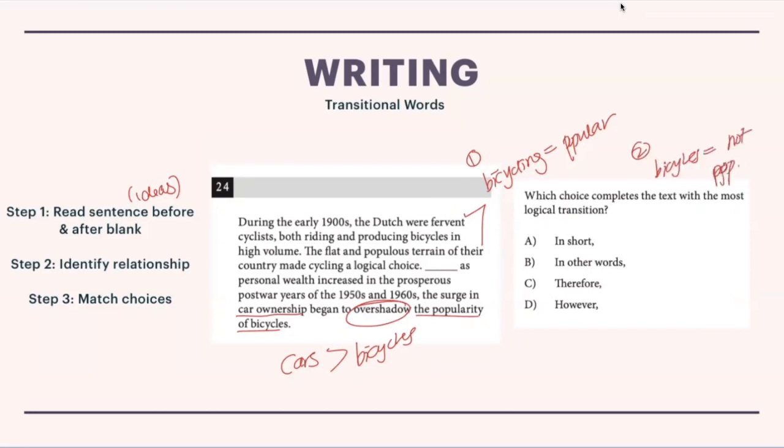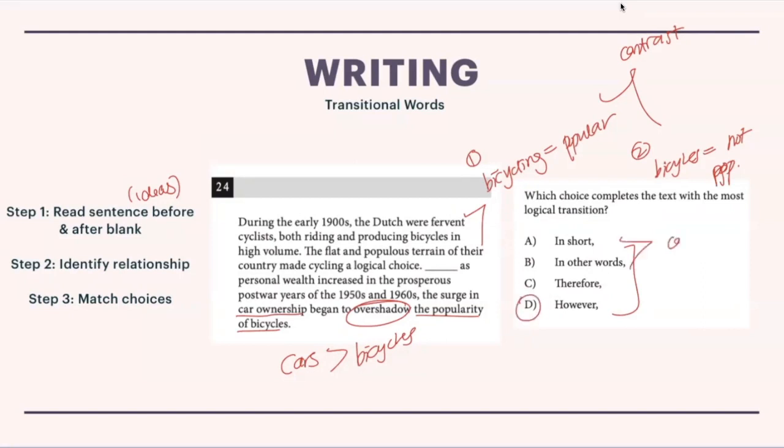So we've read these sentences, and now we want to determine the relationship between these two. The relationship is they're obviously going to be contrast, right? Because they were first popular, now they're not popular. That implies that there is an opposite or contrast idea that's going on here. So then we want to identify within these answer choices which one of these is contrast. And so we should be able to tell right away that it's going to be D.